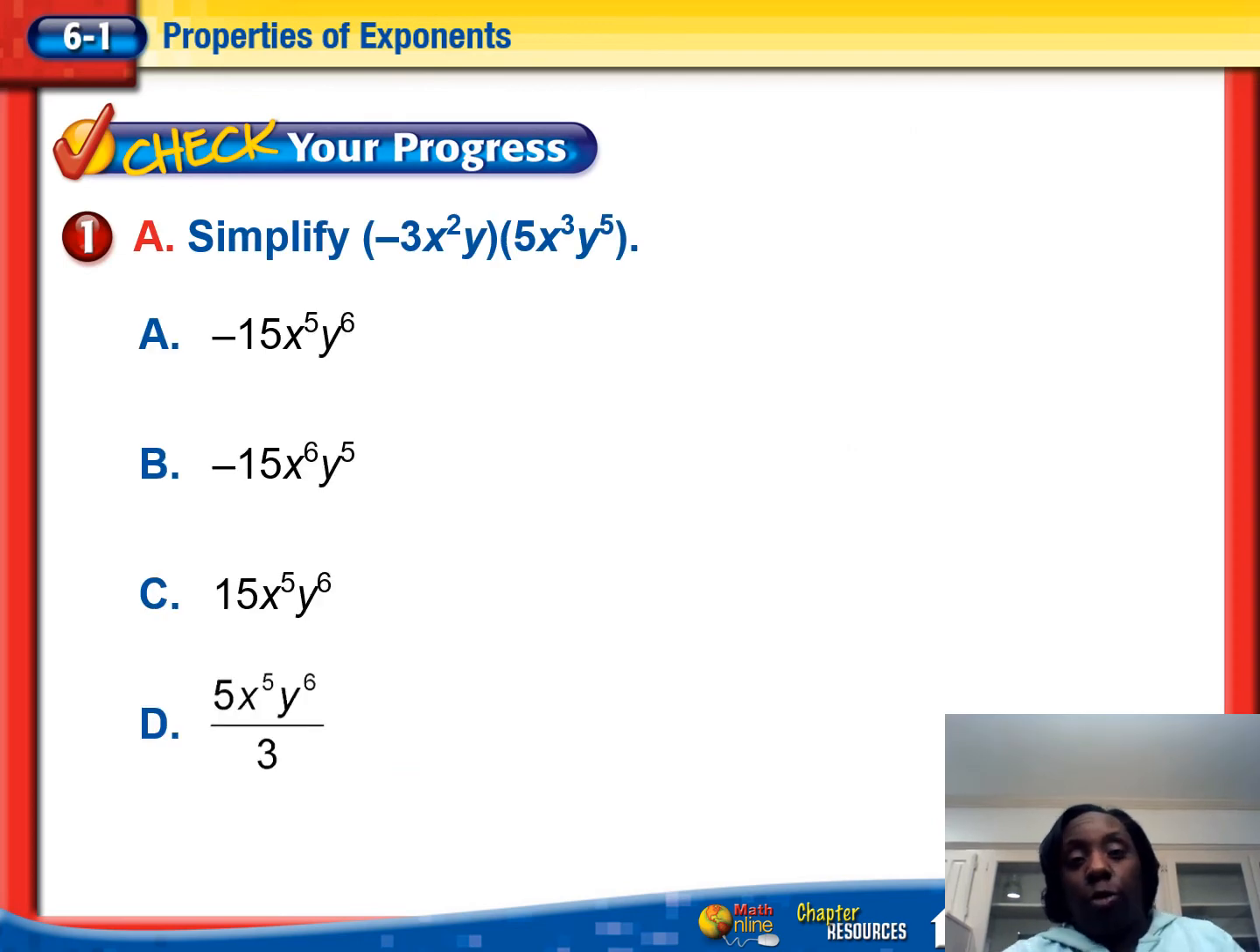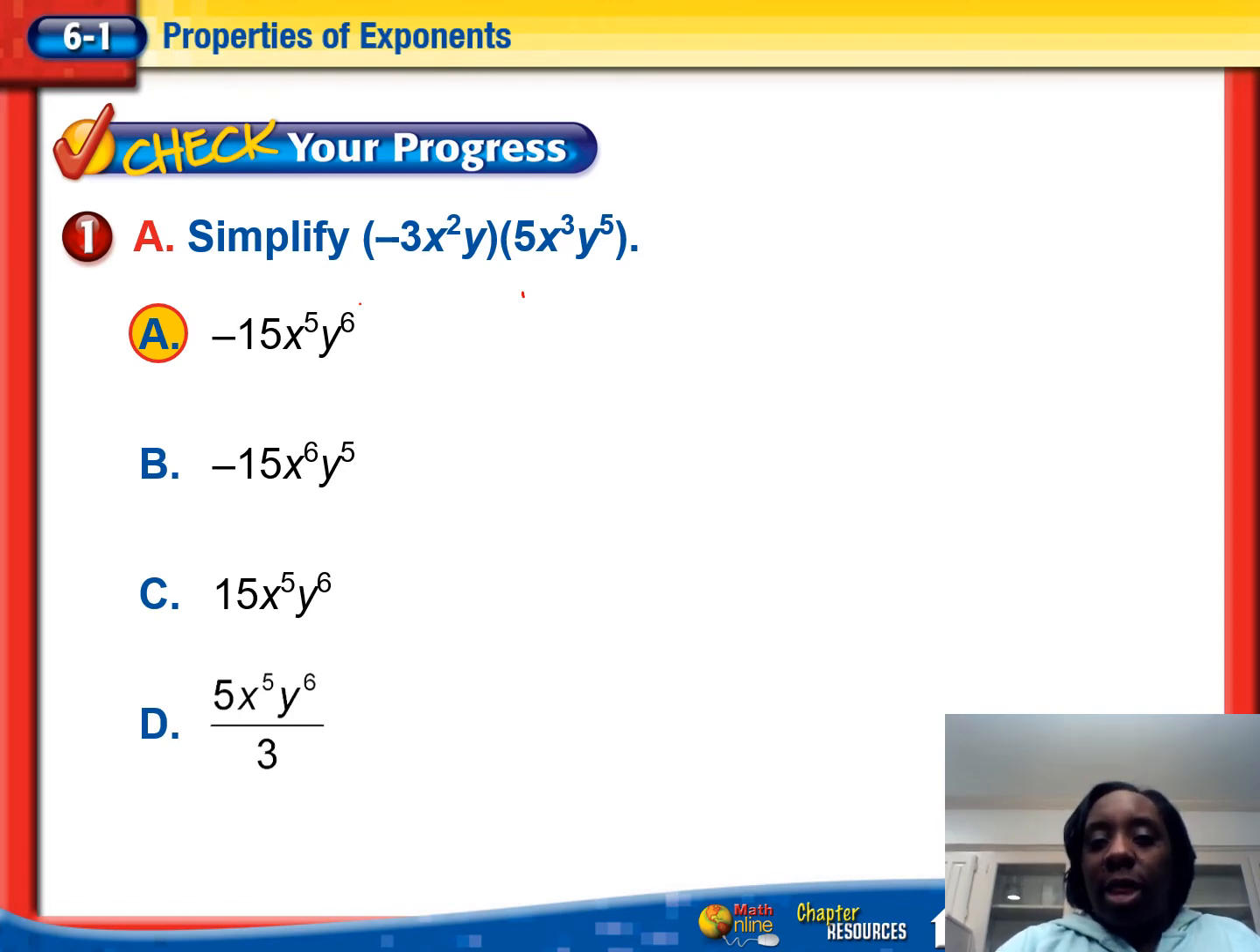So actually you've got a slide. I'm going to count down 3, 2, 1, so you can pause. And hopefully you're back and you tried the problem. Let's look at the answer. -15 x to the fifth, y to the sixth. I hope you got that right. If you don't know why, well, -3 times 5 is -15.